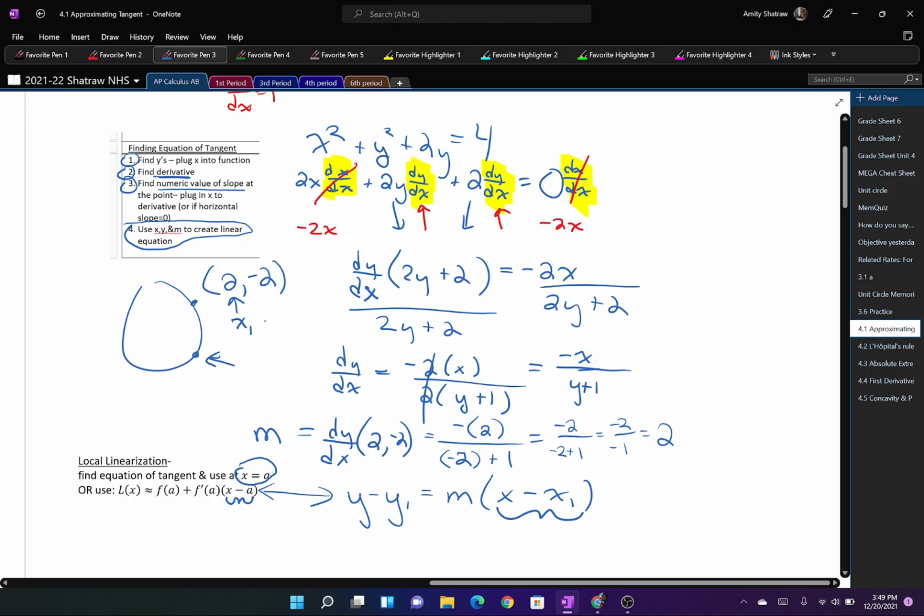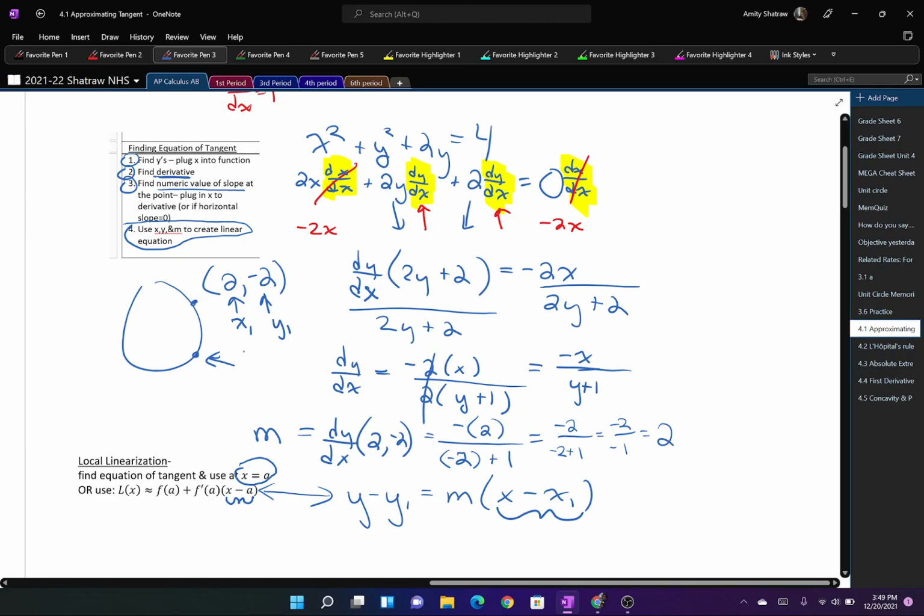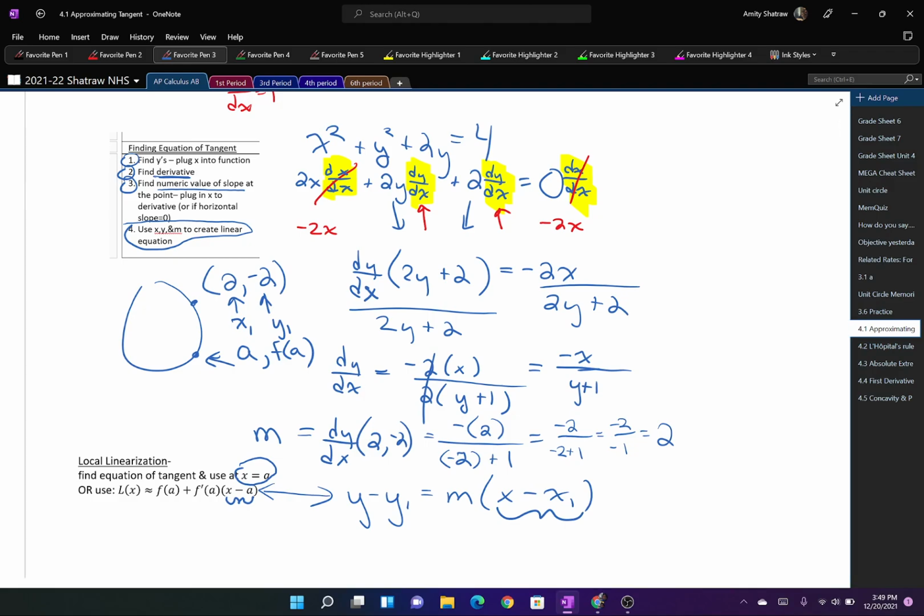I'm calling that x sub 1. I'm calling that y sub 1. But in our textbook, in the AP materials, in, say, your college textbook, what you'll notice is they might call this a, and they might call this f of a, as in pick a value for x, plug it in, we call that a, and then once we plug it in, we find out what our answer is, we call that f of a.